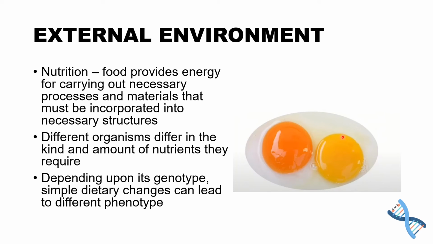Conversely, if your native chicken's phenotype, its yolk color expression, is light yellow, and you feed it a lot of yellow corn, its yolk color will change and become dark orange. So nutrition has an effect: even simple dietary changes may lead to a different phenotype.